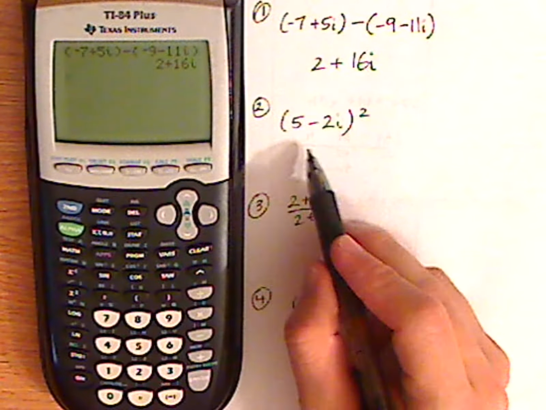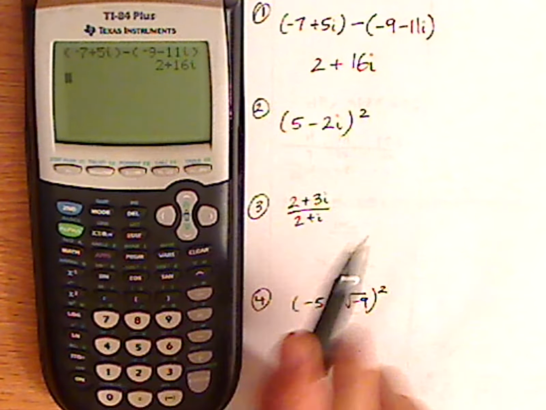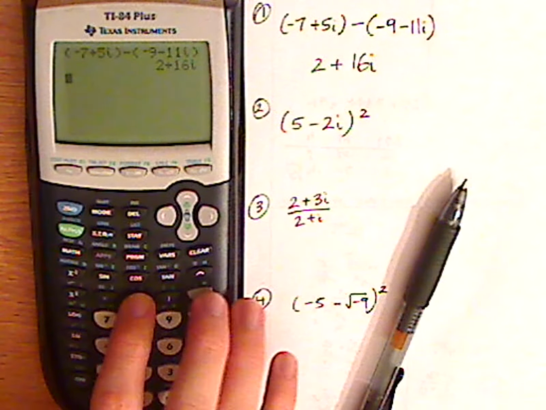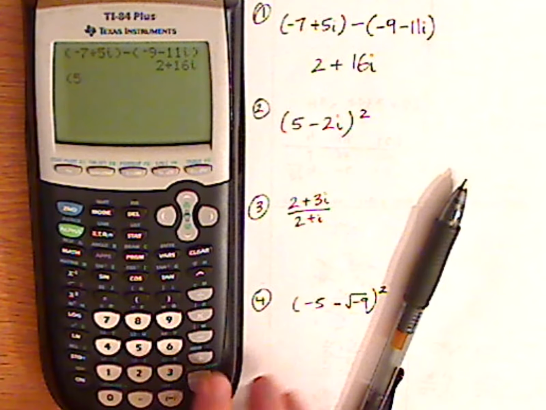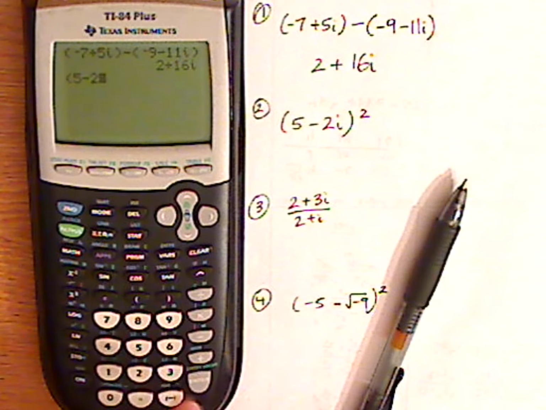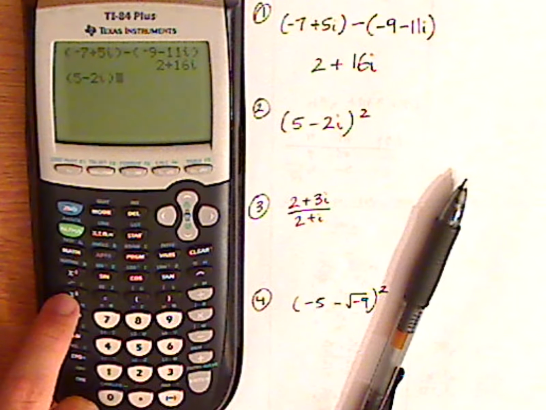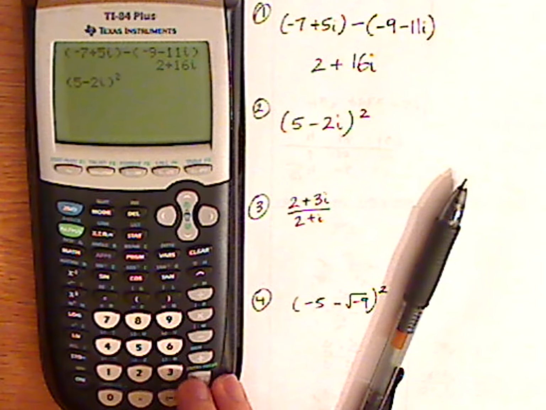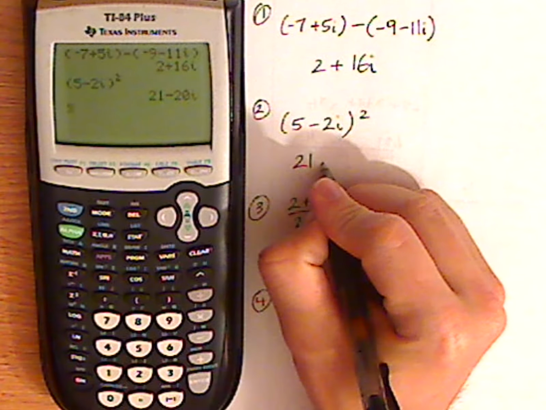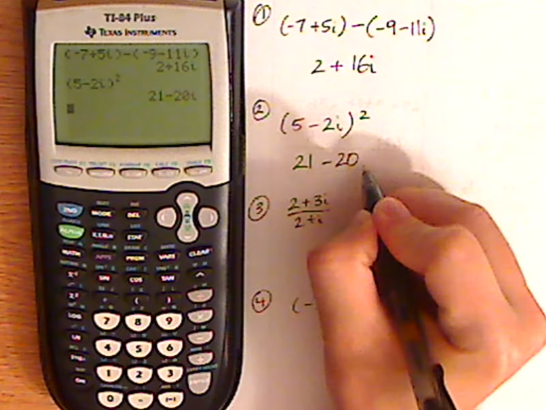Alright, this next one, you're going to type in the same way, using parentheses, and then you have a square here, so then you would just square it. So parentheses 5, now it's a minus here, non-negative, so it's -2, and then I again, which is second, and then decimal key. Close parentheses, and then push the square button, which squares it, and that gives you your answer, which is 21 minus 20I.